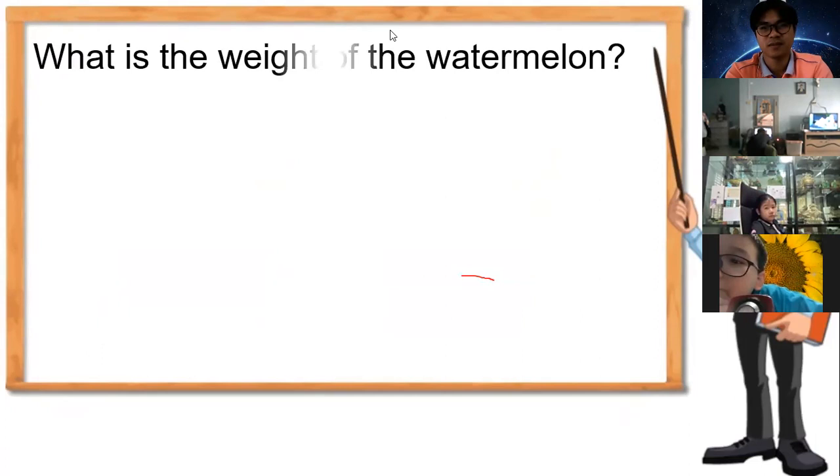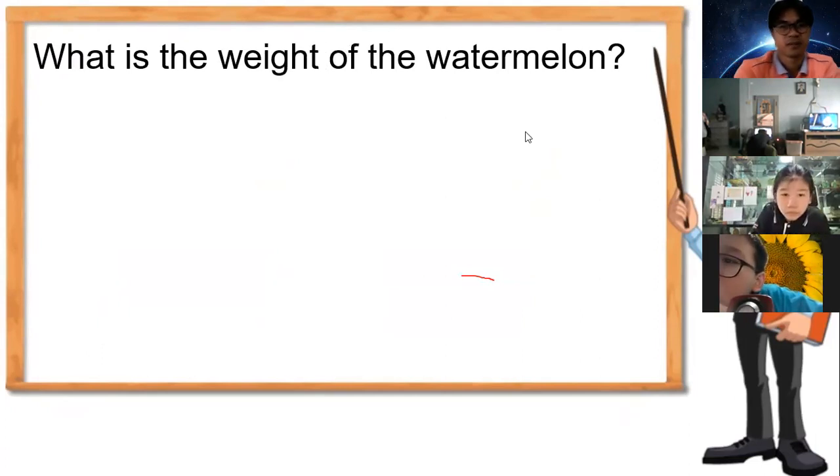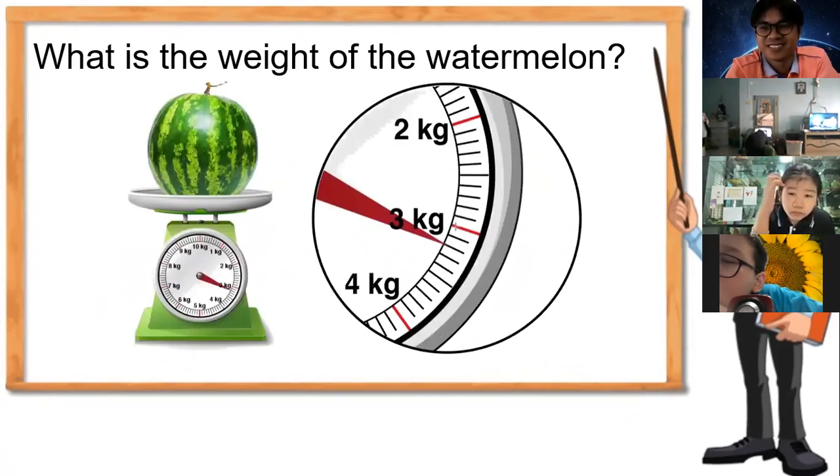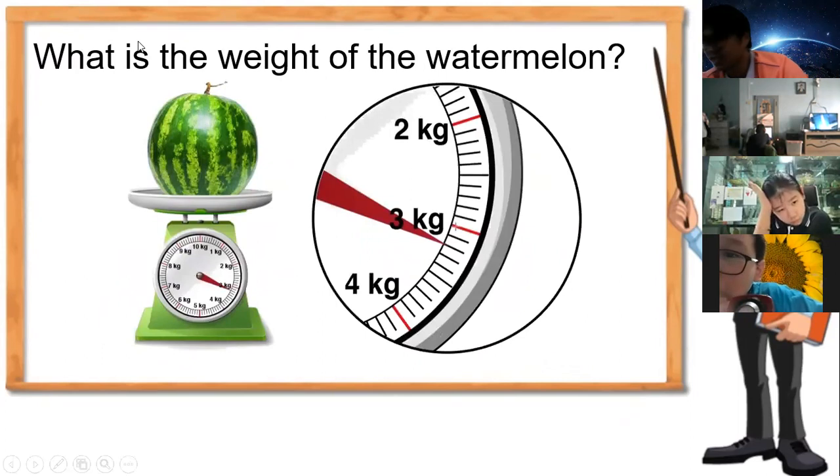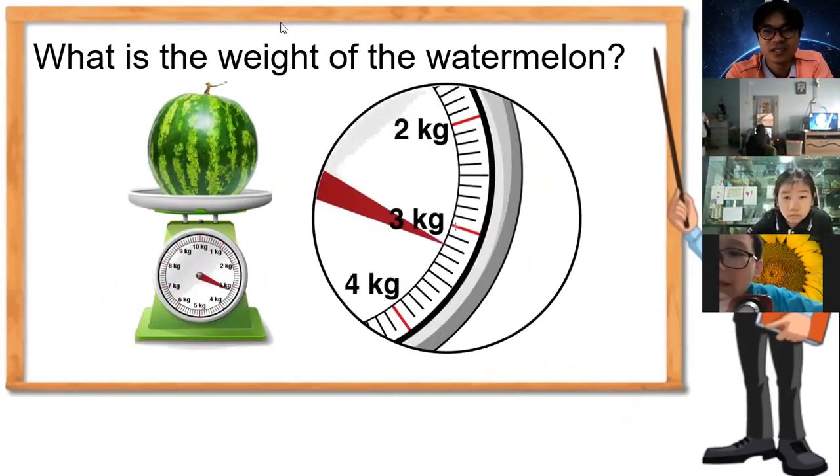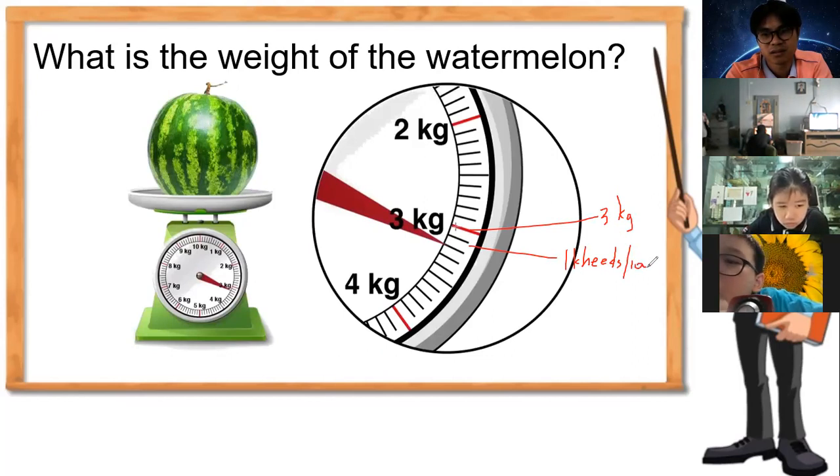Another example here, as we have learned last time. What is the weight of the watermelon in grams? 3 kilograms is 3,000 grams, and this one is 1 kid, 100 grams. So 3,100 grams. No, 3,200.